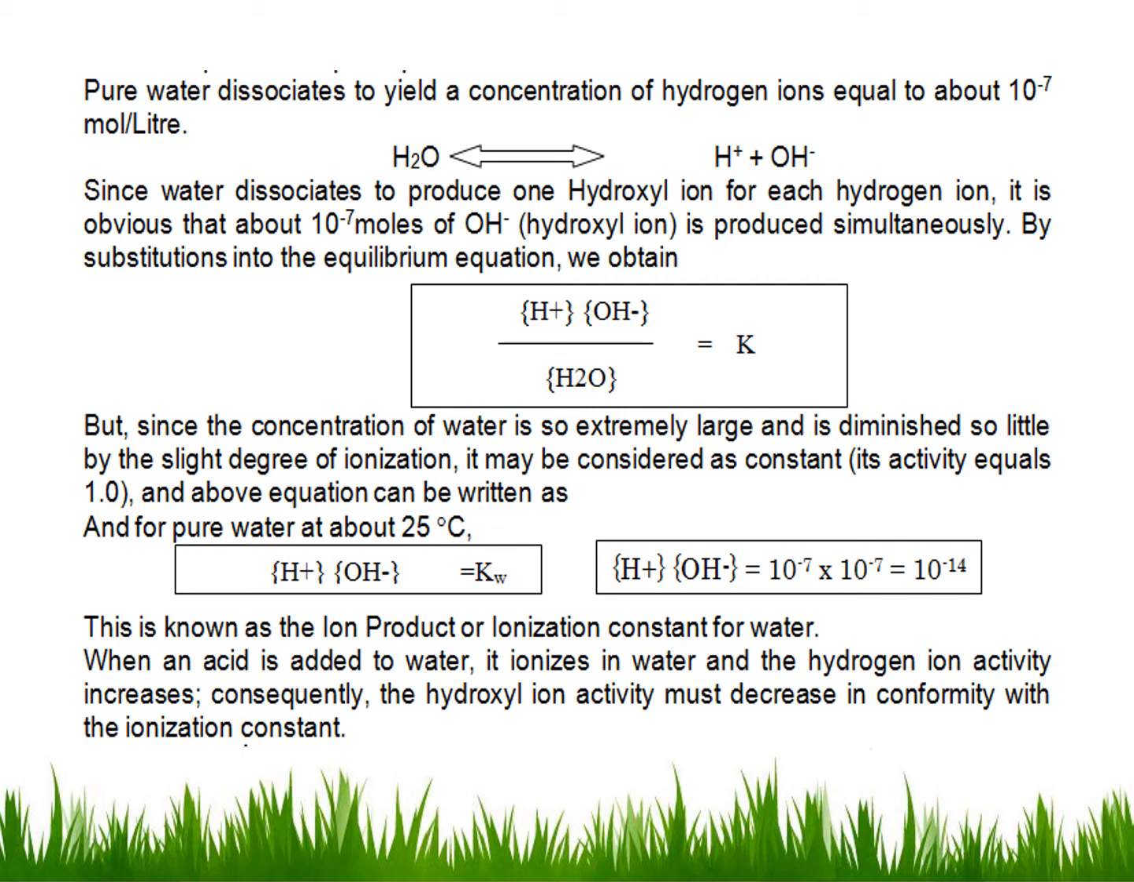It is again important to understand that there is a huge quantity of water, and if you consider moles of water, it will be a very high level compared to the concentration of hydrogen and hydroxyl ions. So the movement from one form to the other will be negligible. So please go through this, and this is the ionization constant, 10 to the power minus 14. This is known as the ion product of ionization constant for water.